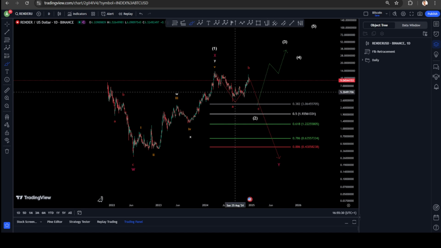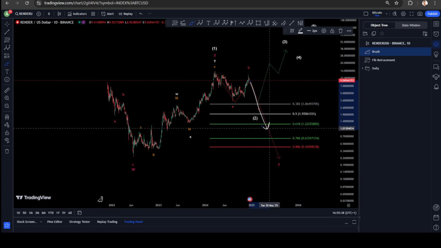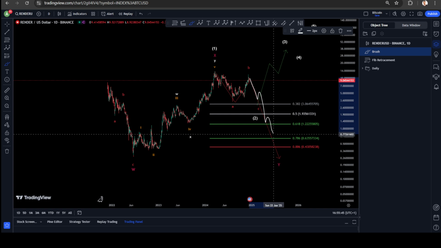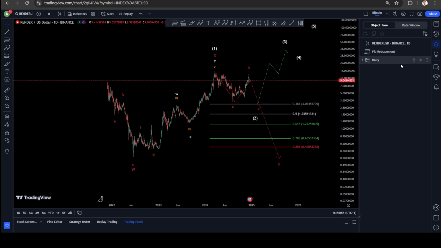And if you are very, very bearish, then this is a perfect fib for a wave 2. So it can be even a wave C like this, right? 1, 2, 3, 4, 5. So that's why I'm saying you want to see lower prices, but you have to be careful on these fib levels for a reversal. Yeah, so this is what you need to watch for in Render.